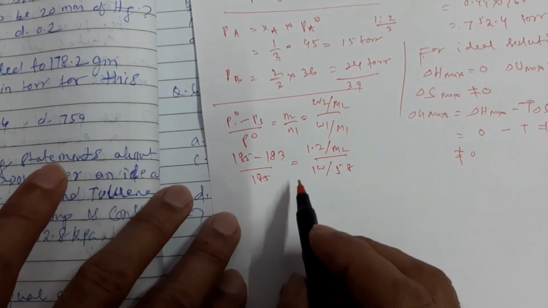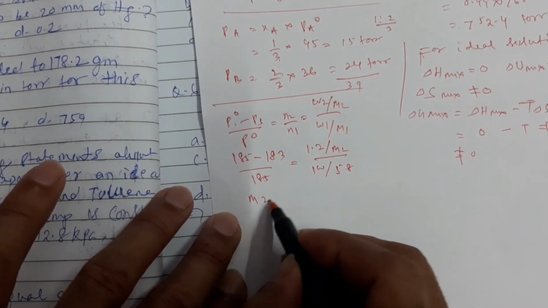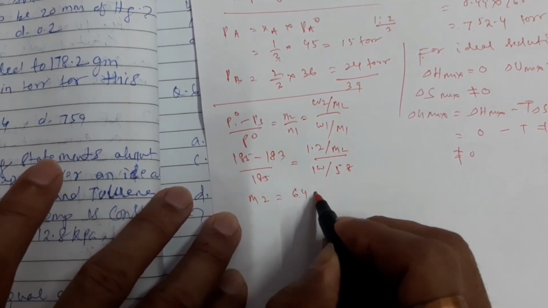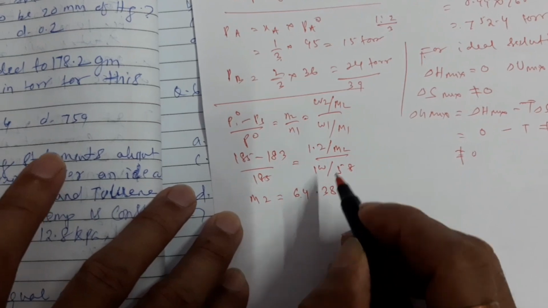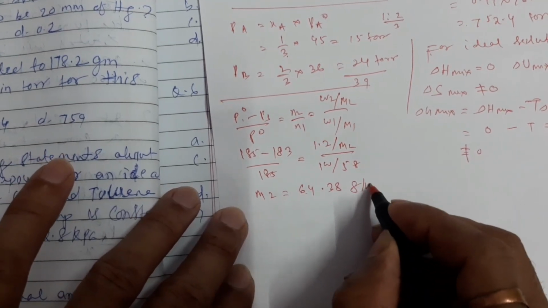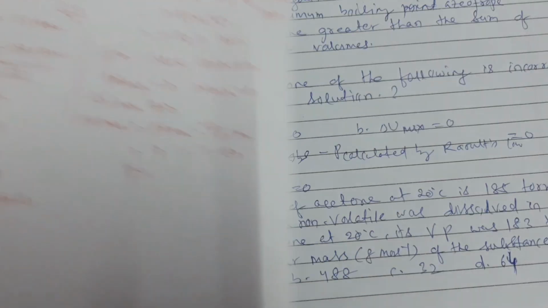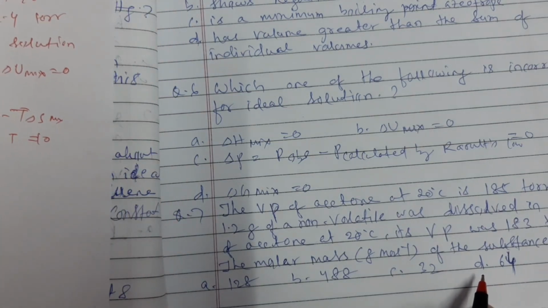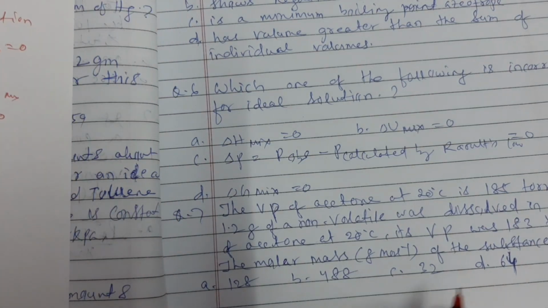Okay, so by solving this you will calculate M2, that is 64.38 gram per mole. Okay, so choice D, 64, is the correct answer. Okay students, have a good day.